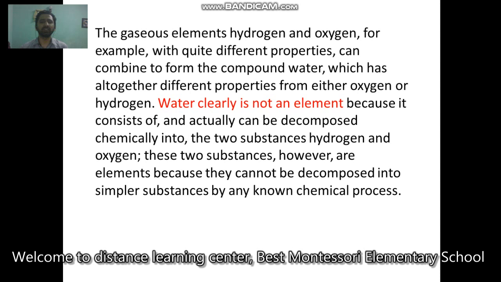Now we can take an example. Water is formed from two elements, hydrogen and oxygen. Hydrogen has separate properties, oxygen has separate properties, and when they form water, the water has separate properties. Now we can say water is not an element. Why? Because it consists of two elements. Whenever a substance consists of two or more elements, then it is a compound.